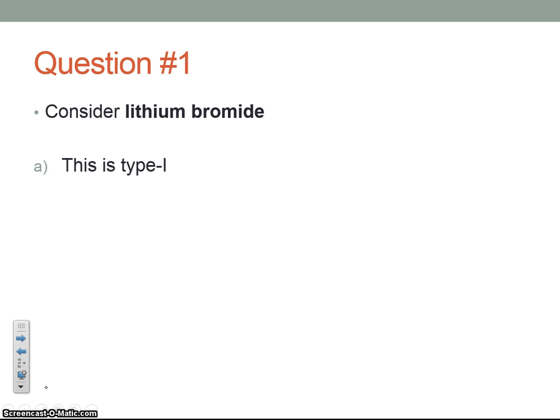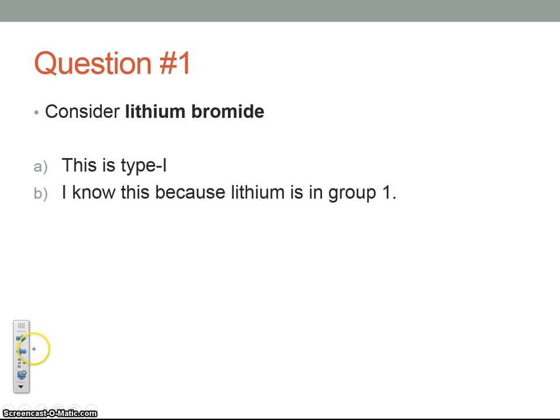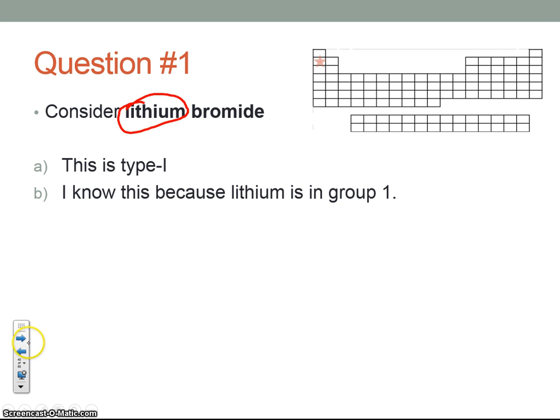Now, how did I know it was type 1? I know it's type 1 because the cation, again, the cation's always listed first, but the cation, in this case lithium, if I were to look on the periodic table, lithium's about right here, okay? It's in group 1. Group 1, that's type 1.